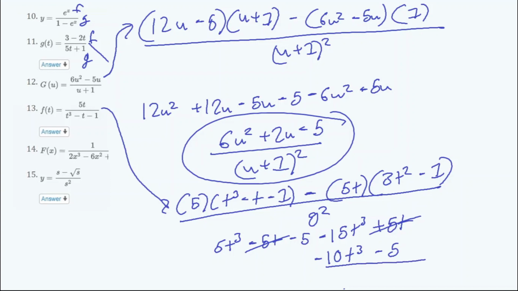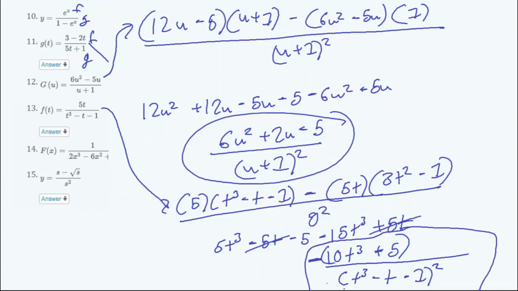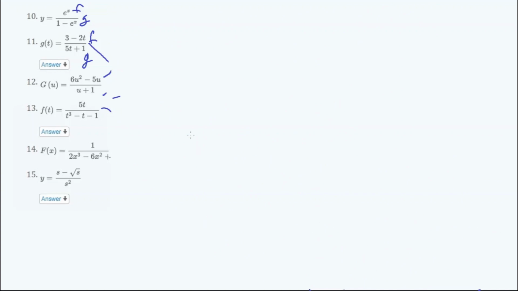And we could actually put the fraction symbol. So we're going to factor out this negative sign to the front of the whole thing. So this is going to be plus, and we can put parentheses around this. On the bottom, we're going to have t cubed minus t minus 1 squared. And that is going to be your final derivative for number 13. Alright, so let's take a look at number 14.